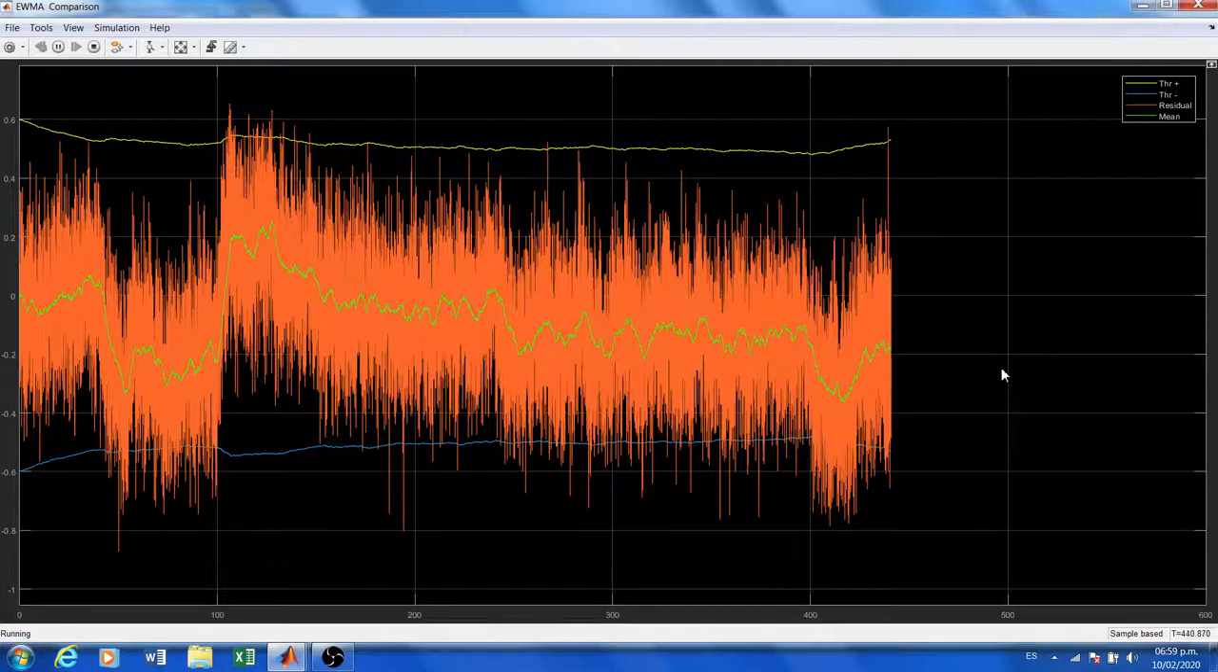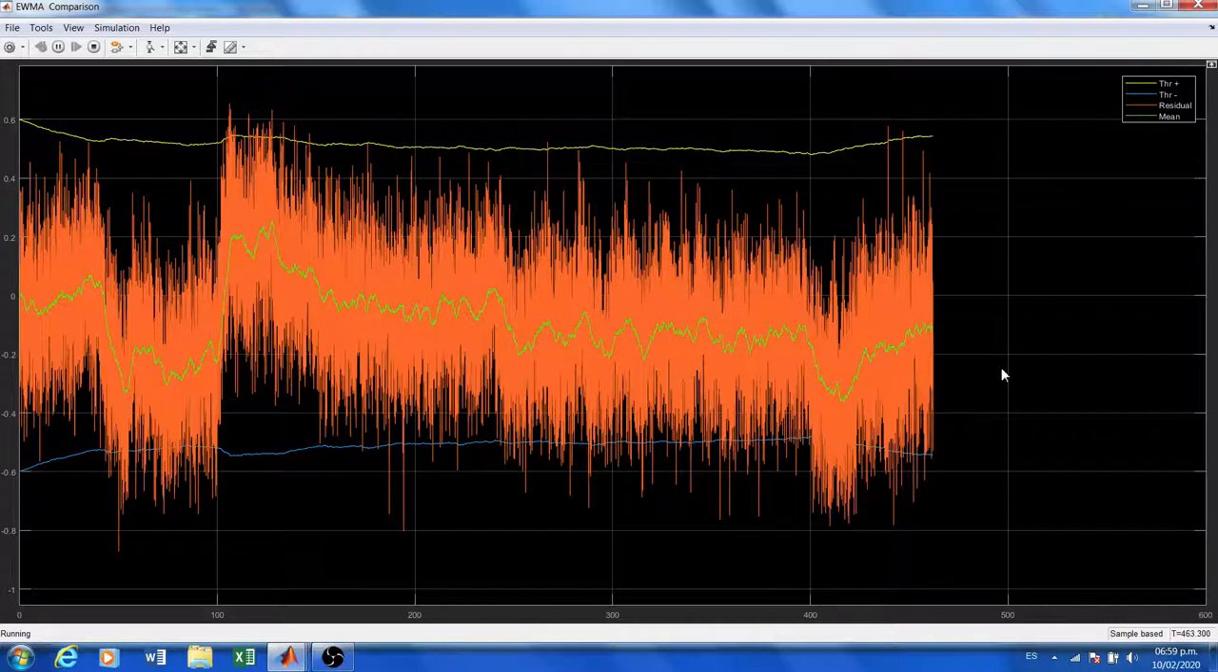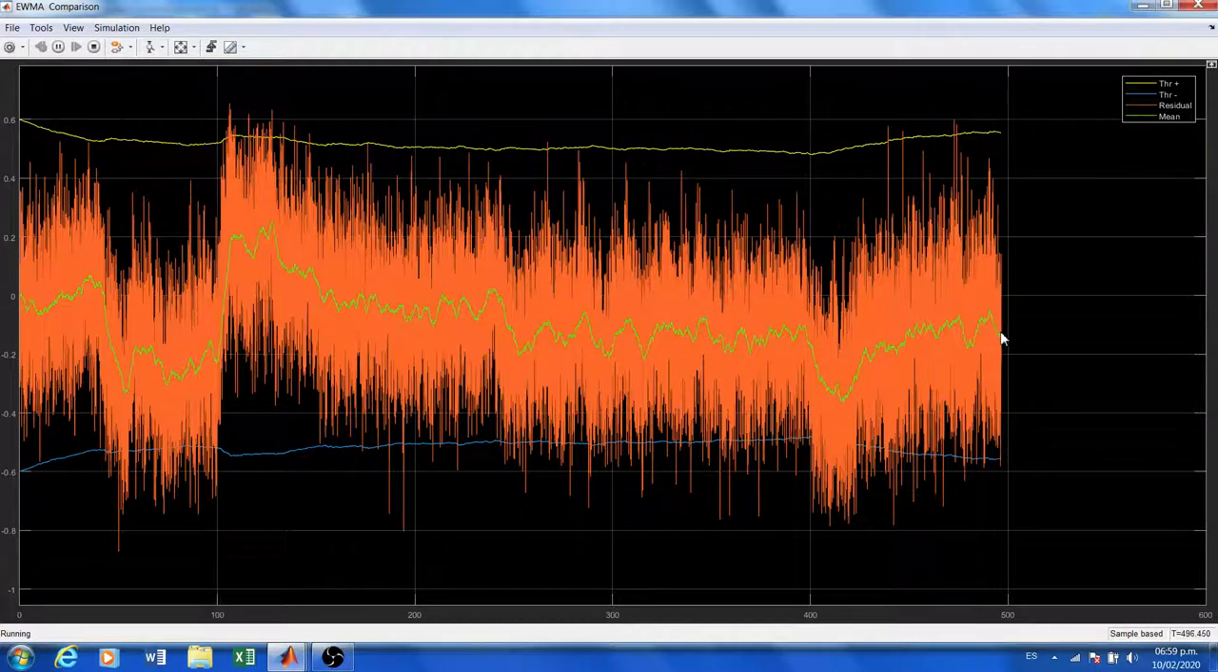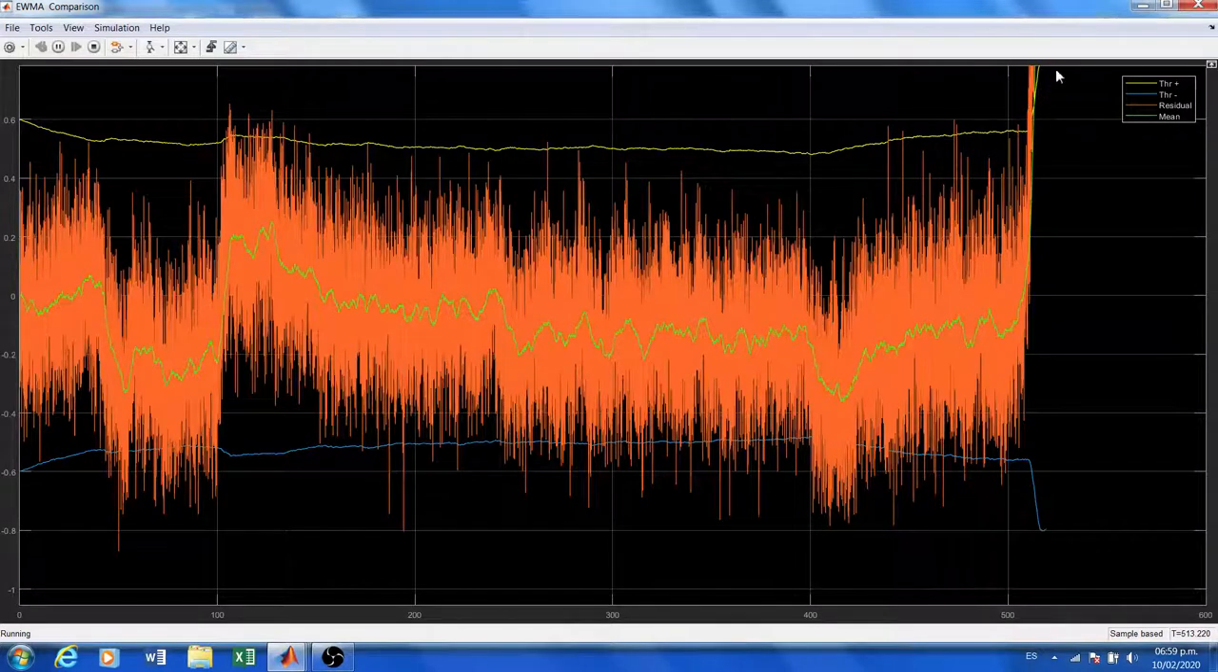So let's see how it detects the failure. Went down because of the deceleration. Now it's going to accelerate, but the failure will be injected here after 500 seconds. Okay, so here we're reaching the failure. Okay, the failure is injected right now. Look how it rises. Look, and here it crosses the threshold.